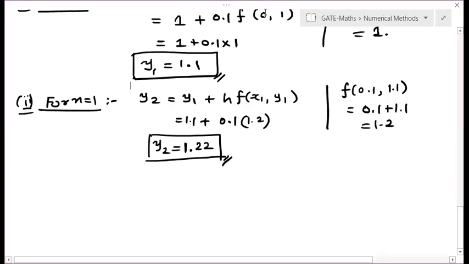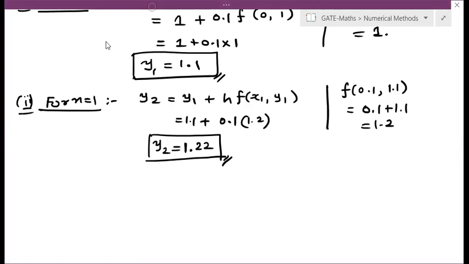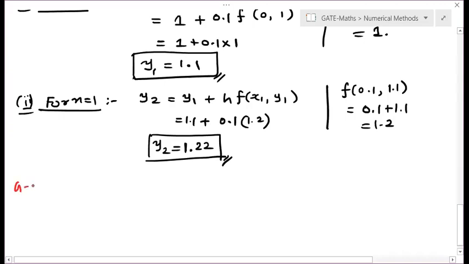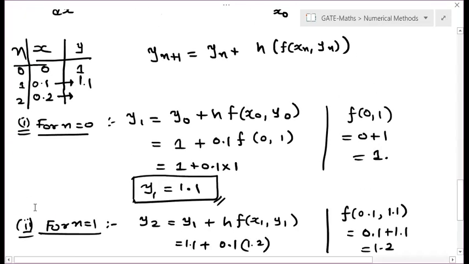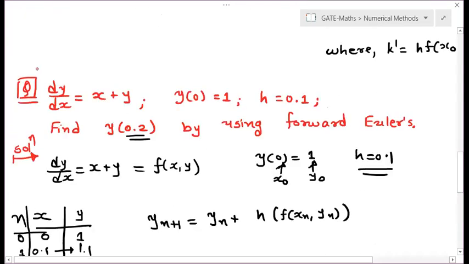Now let me show you one question of implicit Euler, or backward Euler. This backward Euler was asked in GATE 2003, and this similar type of forward Euler was asked in a previous year GATE, in which they asked till y of 0.3. Same question. For y of 0.3, you have to do a third iteration as well, just one iteration more.